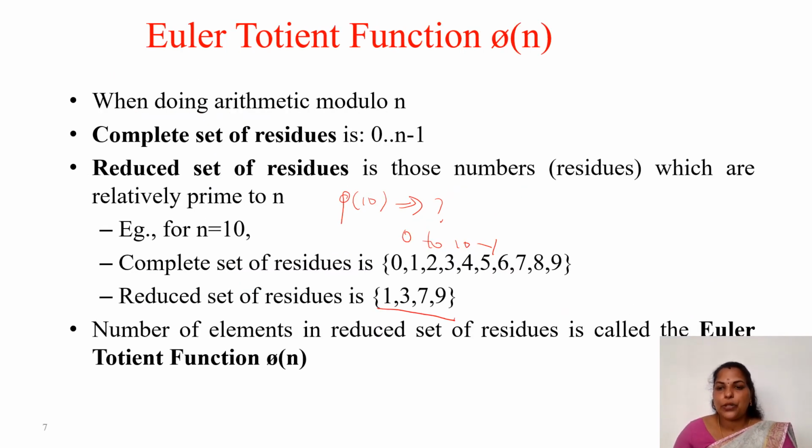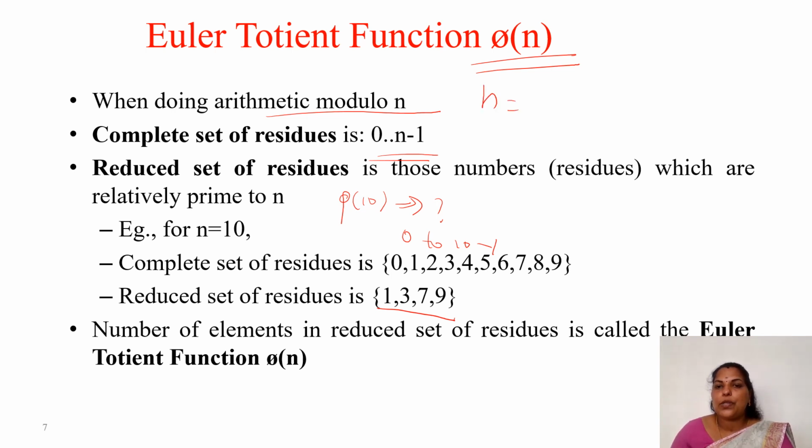Next is the Euler totient function. Actually, we want to discuss Euler's theorem, and in Euler's theorem we have a function called the Euler totient function. So first we discuss the Euler totient function, and then we discuss Euler's theorem. The Euler totient function is represented as phi of n. When doing arithmetic modulo n, we have a complete set of residues, that is, 0 to n minus 1.